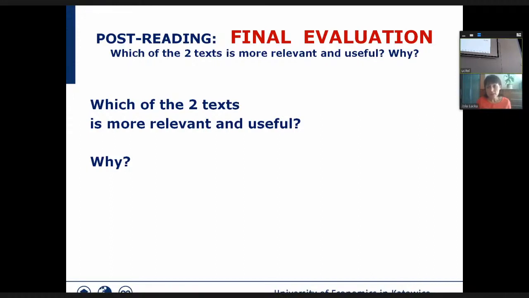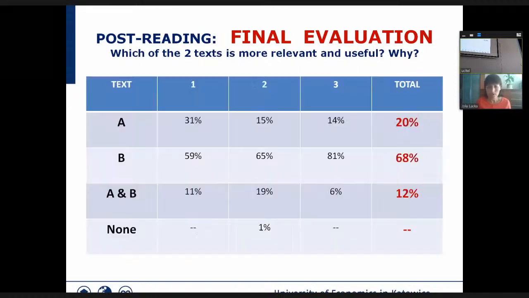Finally, the final stage, after doing all the activities and working on the vocabulary and the content and the phraseology, the students were asked to provide their final evaluation. So which of the two texts is more relevant and useful, and why? Okay. So here again, the preference for text B is very clear. And interestingly, 12% of students decided that they find both texts equally relevant to their needs and equally useful.